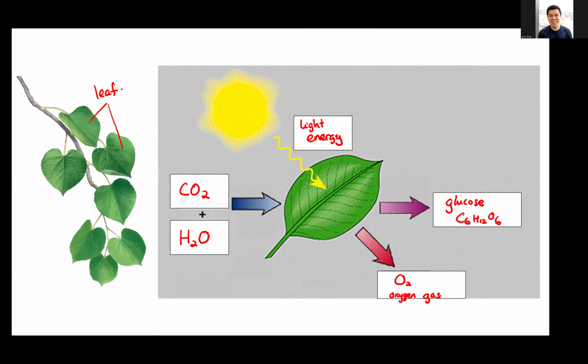CO2 is obtained from the atmosphere, so from the air. H2O is obtained from the roots. If you recall back in Unit 1, we learned that water, because of hydrogen bonds, is connected and can be pulled upwards all the way to the leaves where photosynthesis occurs. So photosynthesis occurs in the leaves.